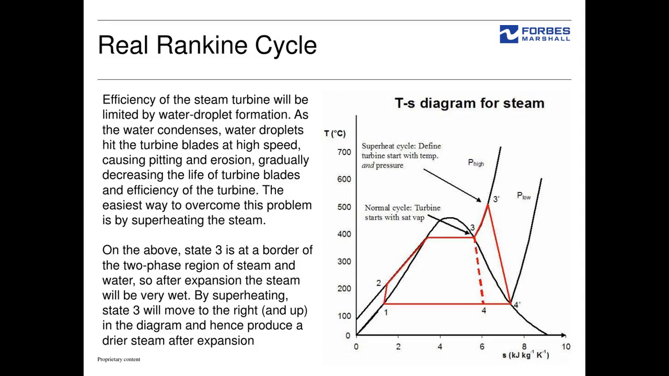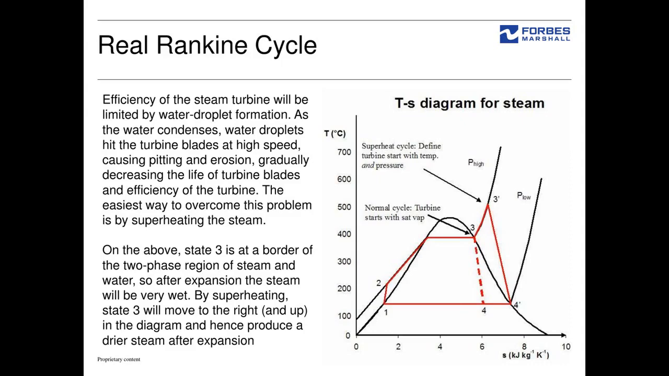And as you know, as saturated steam expands and goes through this wet region, water droplets separate, and these water droplets are like very high speed droplets of water striking against rotating steam turbine blades. This will reduce efficiency of your turbine as well as erode your turbine blades and can damage your blades.